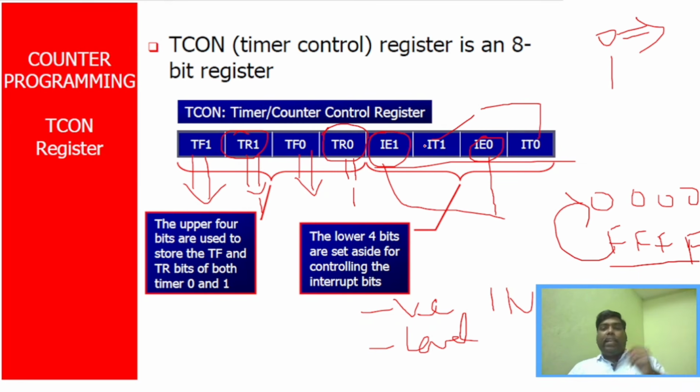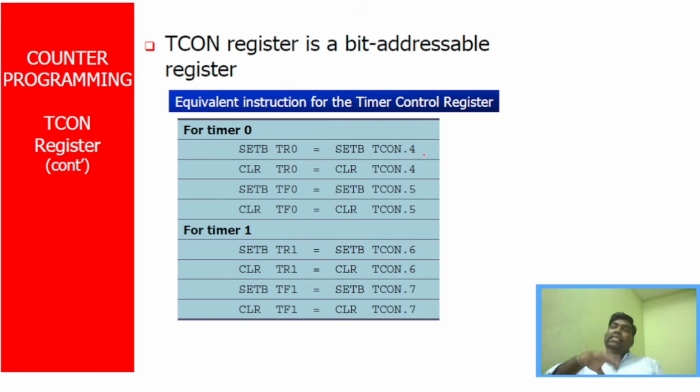These pins are bit addressable. What is meant by bit addressable? We can set that pin and reset that pin by using a single instruction. You can see here for timer 0, this TR0 is related to timer 0. We can set that by SETB TR0, which will make TR0 equal to 1. Similarly, we can clear that by using this instruction, making TR0 equal to 0. Similarly, we can make the TF flag, TF0, equal to 1 by using the instruction SETB, and similarly we can clear that. And for timer 1 also, we can use this instruction to set and this instruction to clear.